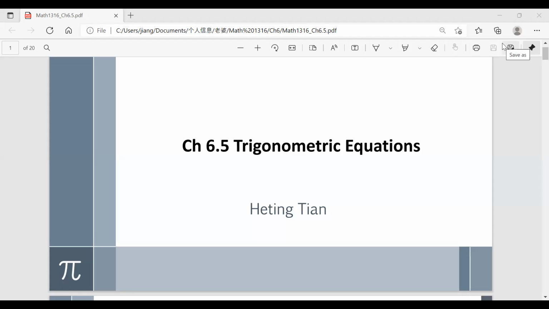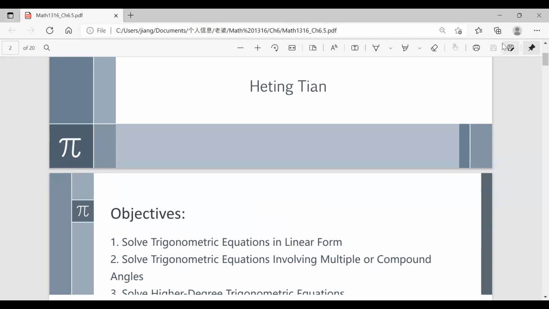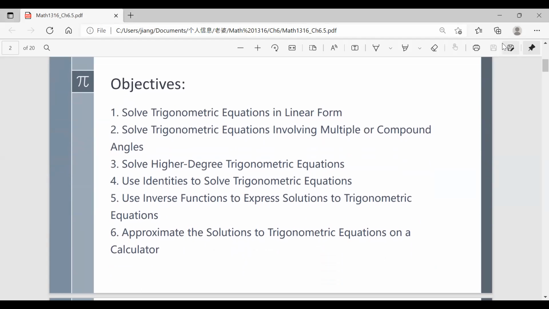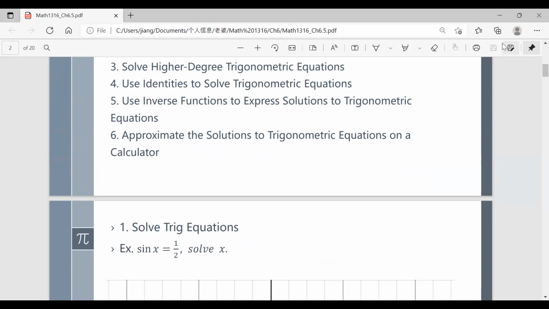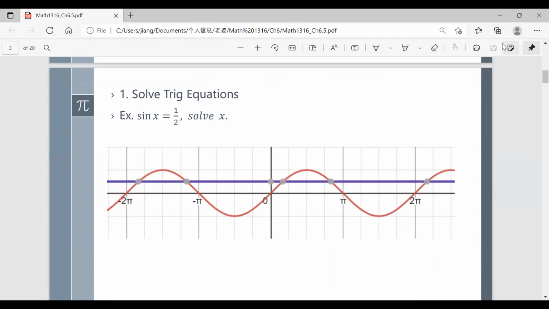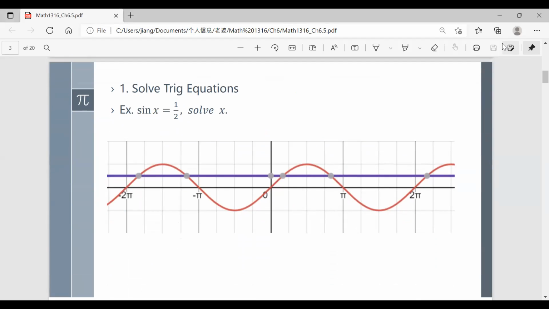In this video, let's learn chapter 6.5, trigonometric equations. In this video, we will go over 6 objectives. So maybe this video will be a little bit longer, or I will separate the video into 2 parts. First one, solve the trig equations.